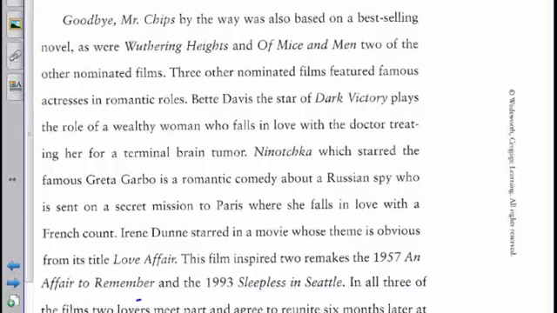Goodbye, Mr. Chips, by the way. So we've got this "by the way" as a parenthetical expression. I put a comma before and after. Was also based on a best-selling novel, as were Wuthering Heights and Of Mice and Men, two of the other nominated films. So again, "two of the other nominated films" redescribes these actually, specifically stated two films. So I put a comma after Men.